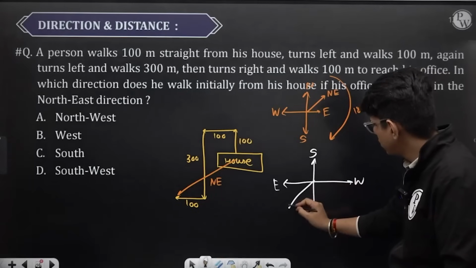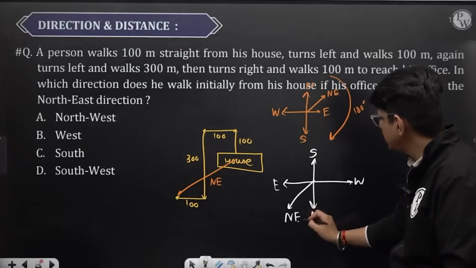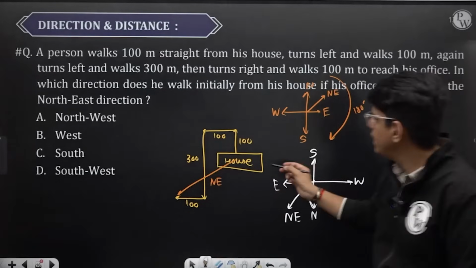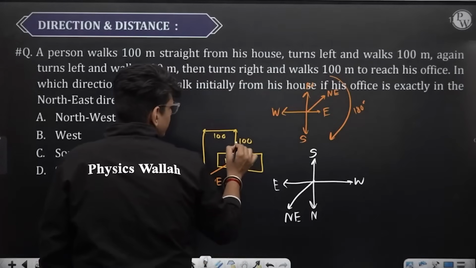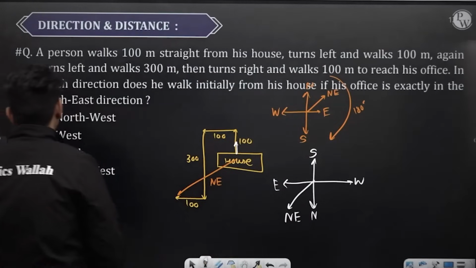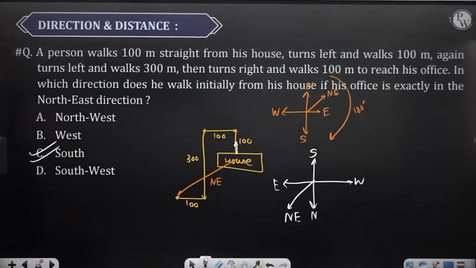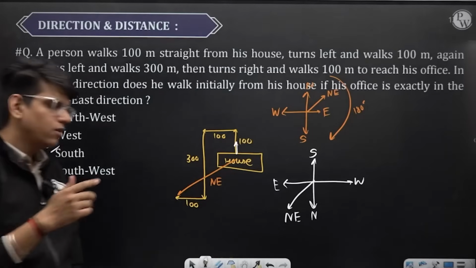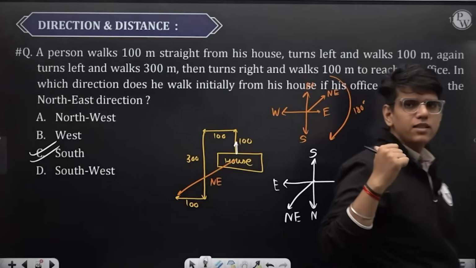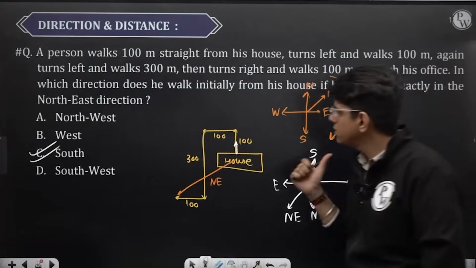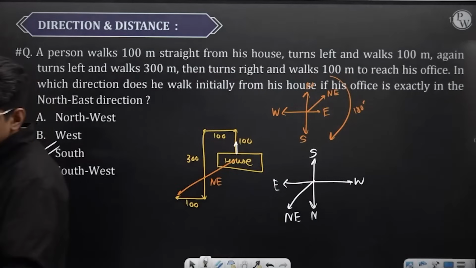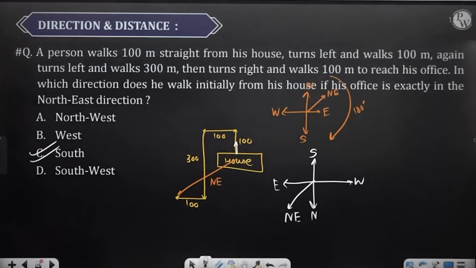Now this becomes northeast. Now both of these are aligned. So initially he moved in this direction. What is this direction? South. So the answer is option C, south. So last year also, 2024, we had a question like this, right? So this is important. Please try and understand this question. Let's move to the next thing.